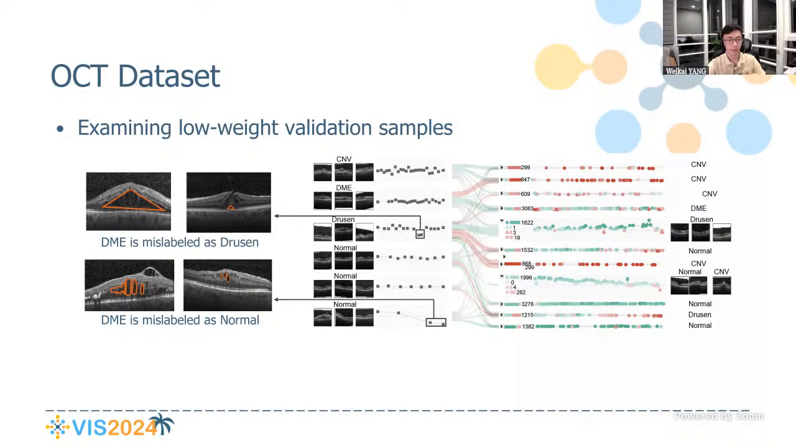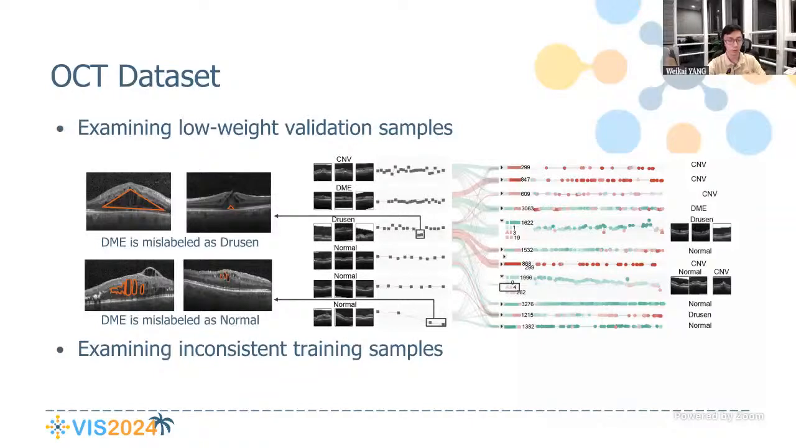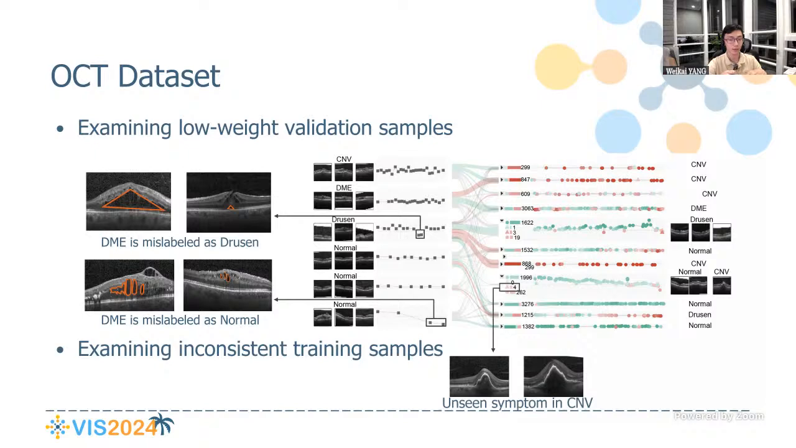And experts can also start analysis from training samples. For example, he identified 4 samples that are considered high quality but still receive negative weights. By examining these samples, through the associated reweighting relationships and also the corresponding validation samples, they found that these symptoms are not covered by the validation samples, so that these samples are considered not beneficial to the model training.